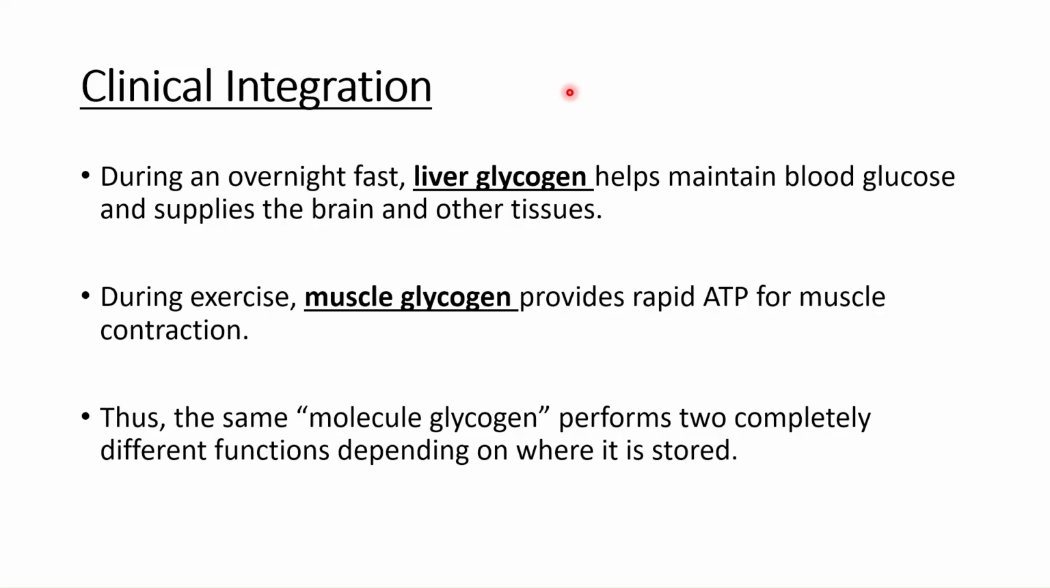Coming to the clinical integration, during an overnight fasting, liver glycogen helps to maintain the blood glucose and supplies to the brain and other tissues. But during exercise, muscle glycogen breaks down and provides rapid ATP for muscle contraction. So, what are the sources of glucose in these two situations, overnight fasting and during exercise? The same glycogen molecule performs two completely different functions depending on where it is stored.